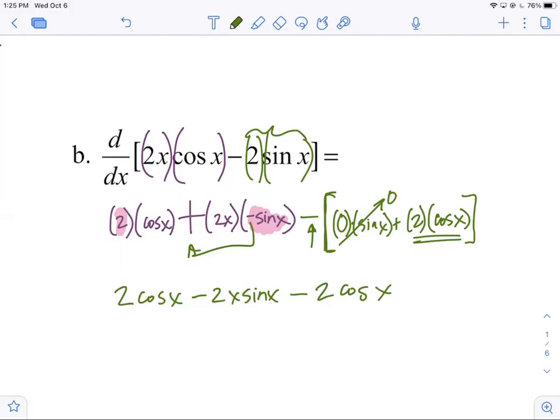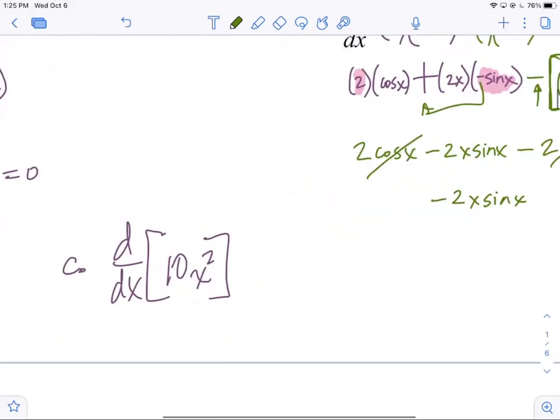Do you notice anything there? Do we have any like terms? Yeah, your 2 cosine of x's are there, and they're opposite signs, so they actually cancel, and you're left with minus 2x sine of x. And again, notice I'm working straight down with no equal signs, because we start with an expression, and as soon as we take the derivative, we get rid of it. So that one simplified down pretty nicely to a single term.